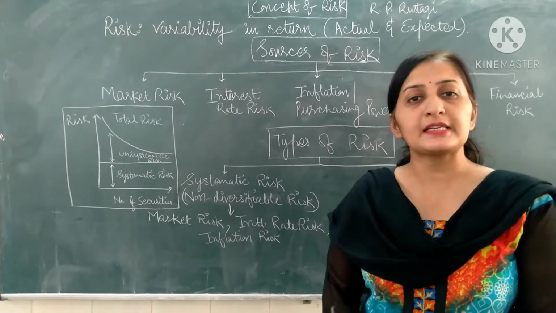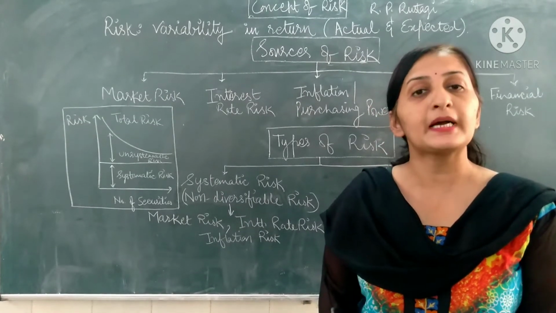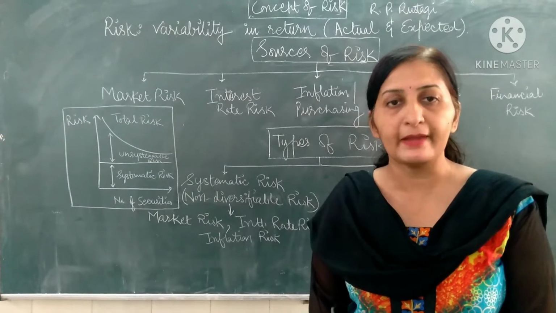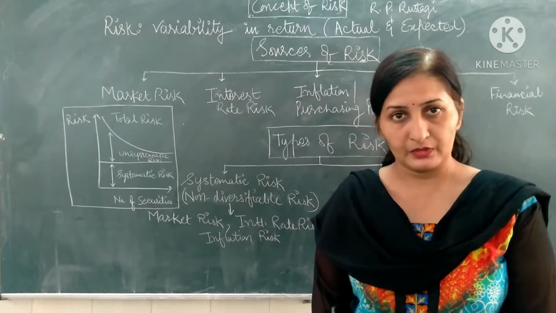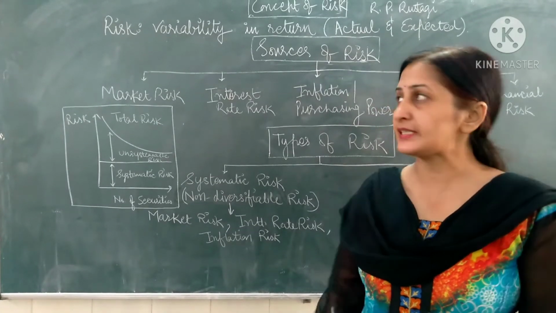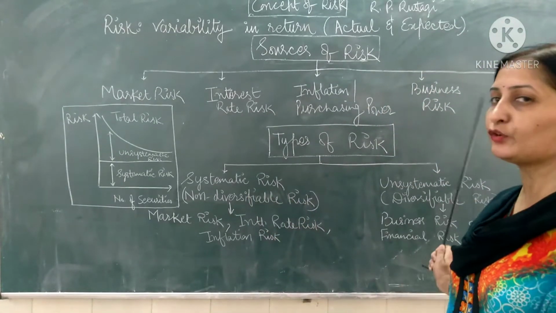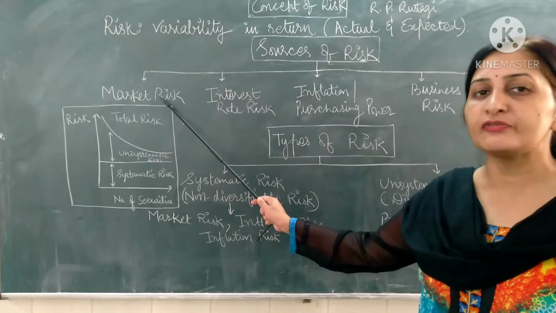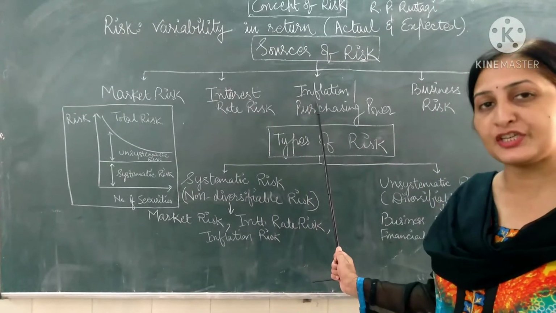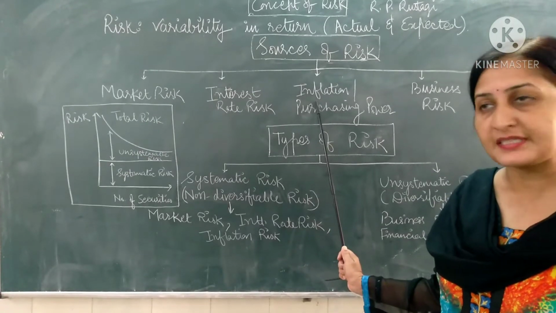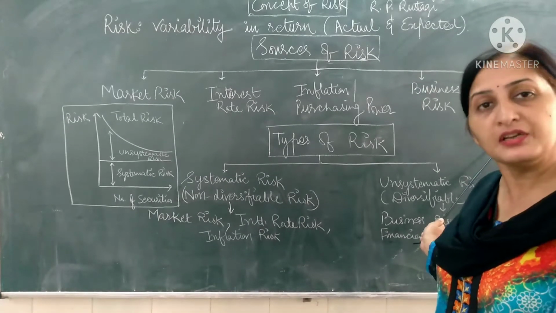As we have already discussed, risk cannot be eliminated, it can be minimized. इसको हम खत्म नहीं कर सकते, केवल कम कर सकते हैं with the help of diversification and portfolio creation. So before going on that, first we will start with the sources of risk. Sources of risk can be divided into 5 parts. The very first one is market risk, second is interest rate risk, third one is inflation or purchasing power risk, next is business risk, and the last one is financial risk.